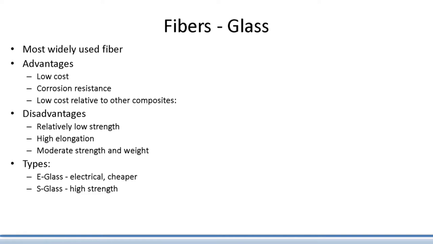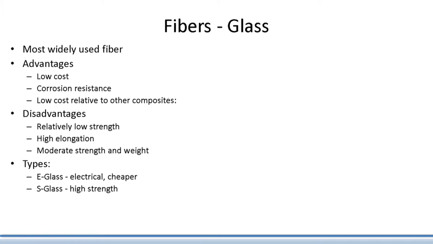So fibers, let's start with glass. And I want to go through advantages and disadvantages and the types of glass you could have. Fiberglass is the most widely used fiber. The advantage of that is that it's low cost, it's corrosion resistant, but also offers low cost relative to other composites. The real disadvantage here is that it's low strength, and it also provides too much compliance, so high elongation. And it offers moderate strength and weight.